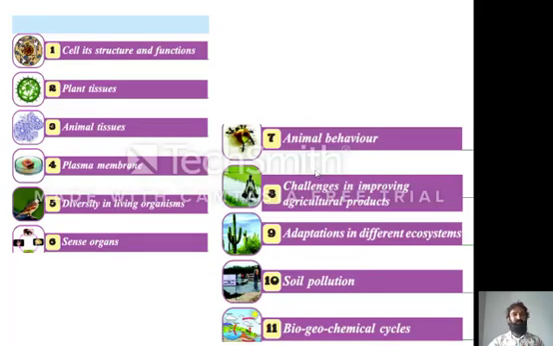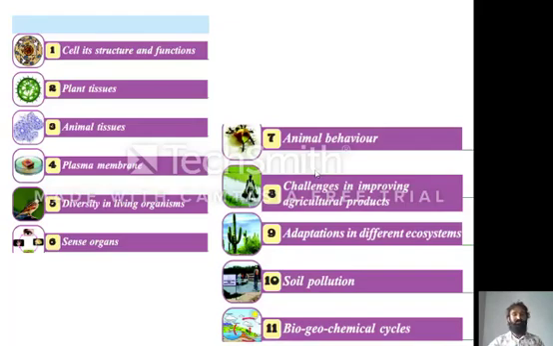Now coming to the second chapter, plant tissues. There are different types of plant tissues, that is simple tissues and complex tissues, which we study in the plant tissues chapter. Similarly, animals also contain tissues, which we will study in the animal tissues chapter. There are different types of animal tissues, like bone tissue, muscle tissue, blood tissue, nervous tissue and so on.